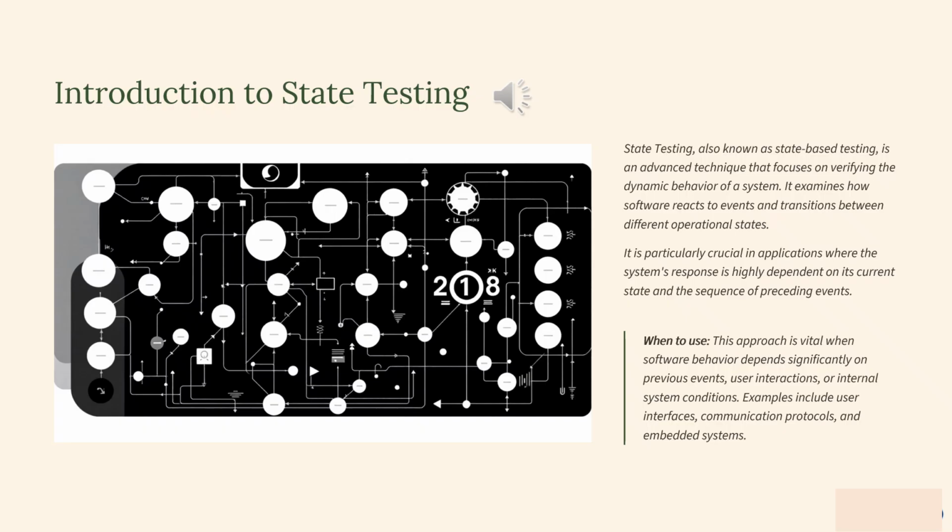And the next topic, introduction to state testing. State testing focuses on the dynamic behavior of software systems. It analyzes how a system responds to different events and transitions between states. This technique is useful when system behavior depends on previous actions or current system conditions. Examples include login systems, communication protocols, and embedded systems.